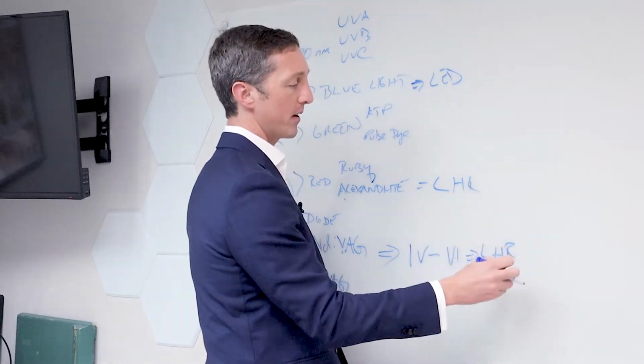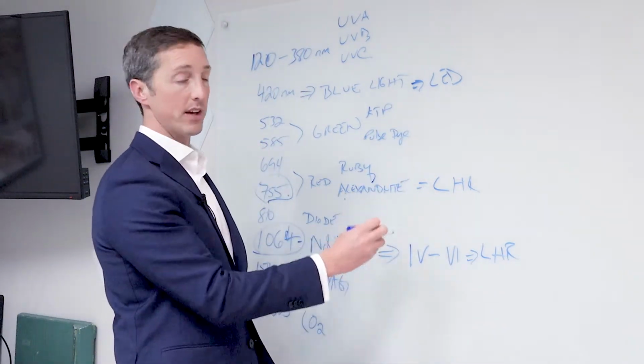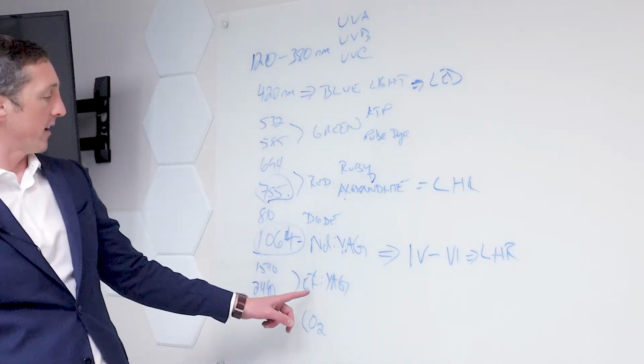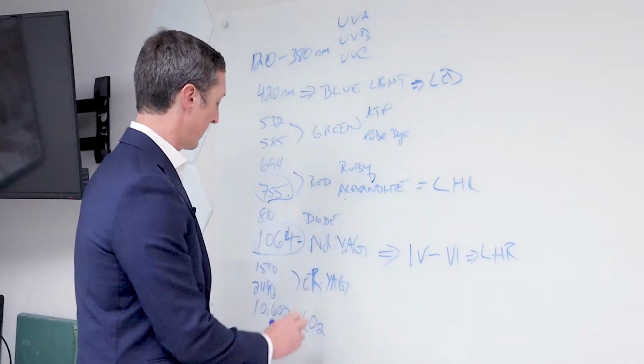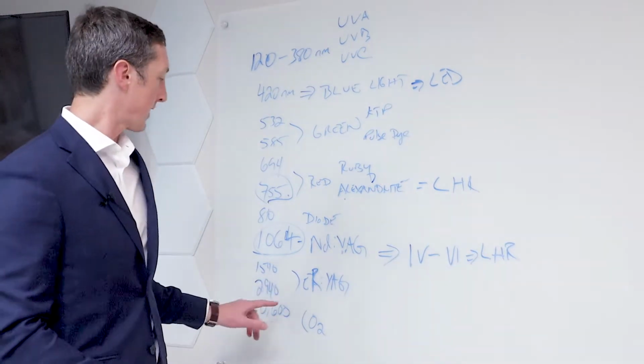We also have these wavelengths of light for tattoo removal. We're going to have to talk about that because it's a totally different laser system. Let's go ahead and just finish out the curve here. What's this stuff here? This is our erbium YAG, 1540, 2940.